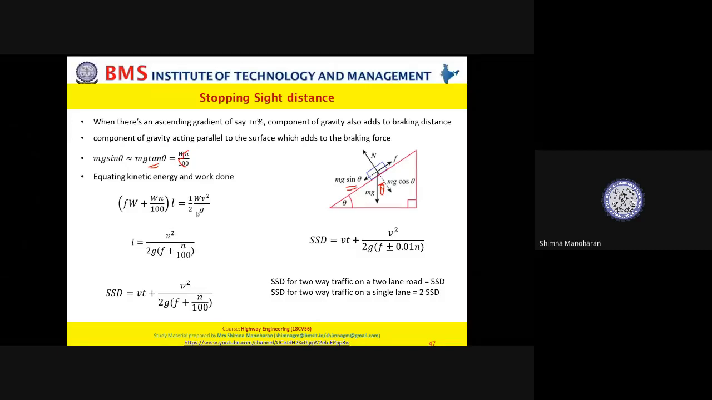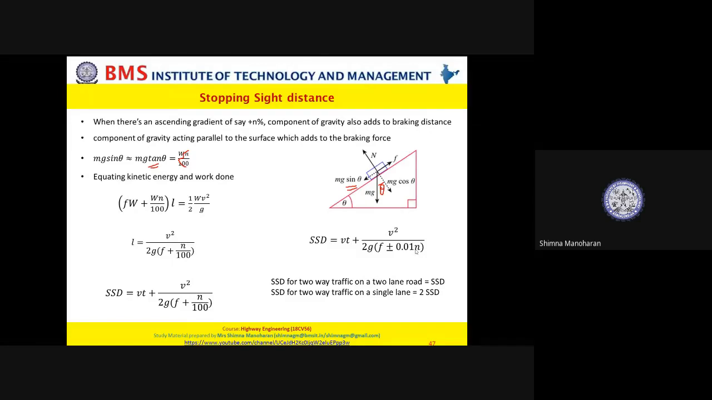That is nothing but half into W V squared by G. Again you substitute, and you get L equals V squared by 2G into F plus n by 100. So this is for upward gradient. If you're having a downward gradient, it will be minus, since the sin theta component will be acting in the opposite direction. So SSD for the gradient road you can take as V t plus V squared by 2G into F plus or minus 0.01 n, where n is given in percentage.